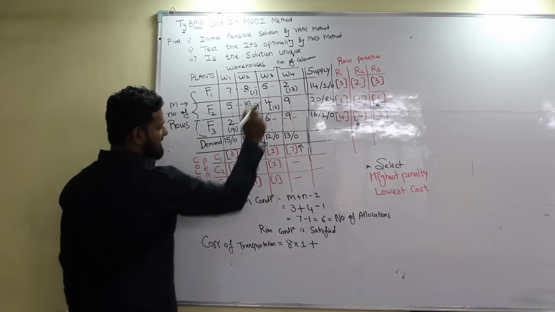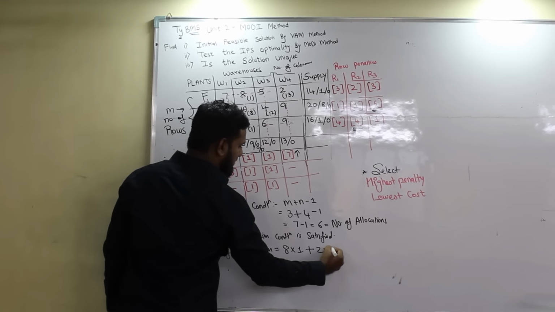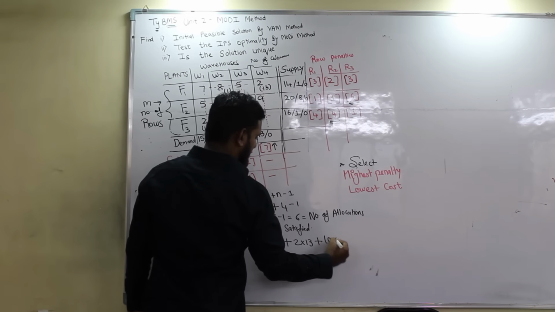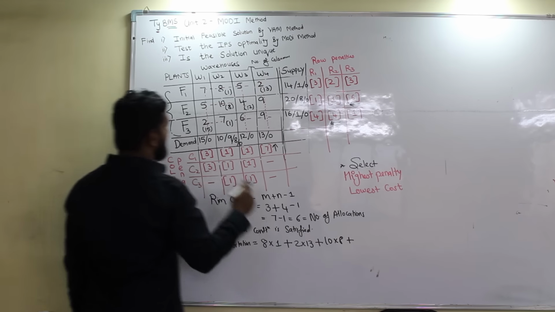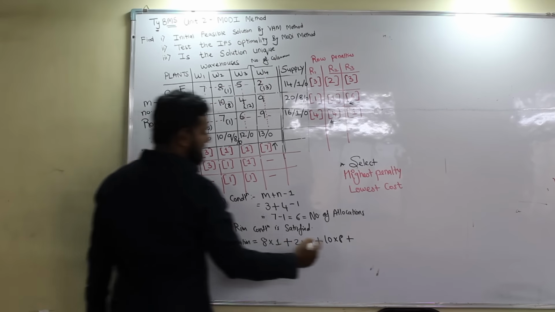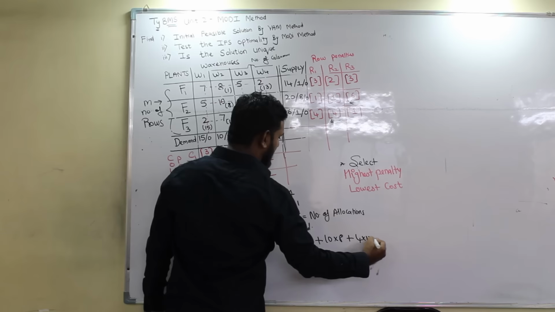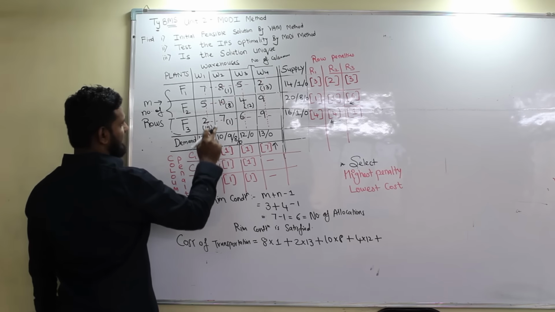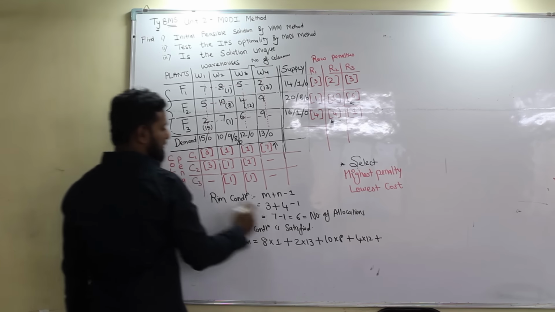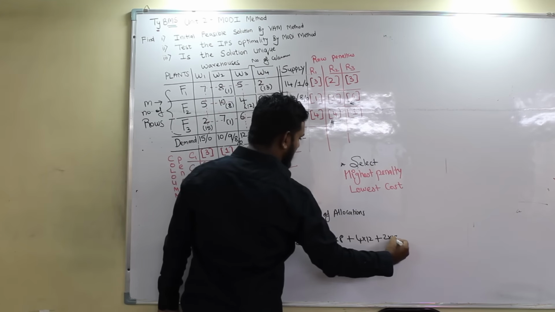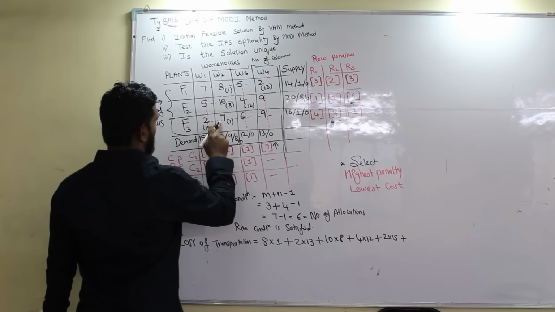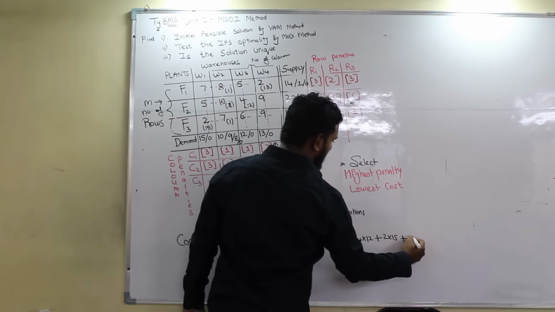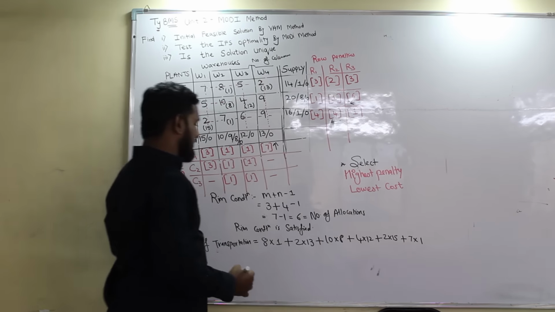Next is 2 and 13. So that will be 2 into 13, 10 into 8 plus the next one is 4 and 12. So this will become 4 into 12 plus next one is 2 and 15. So it will be 2 into 15 plus 7 and 1. That will be 7 into 1. Now you need to solve this.